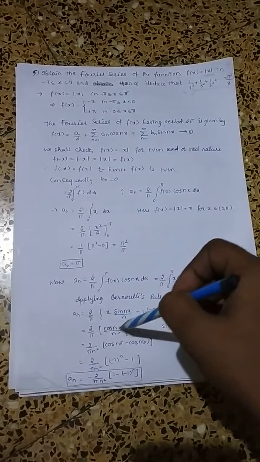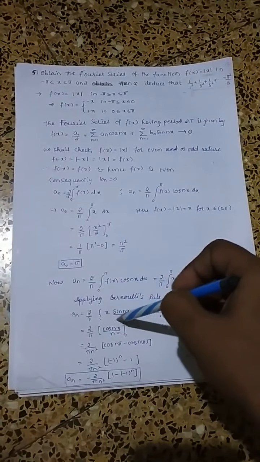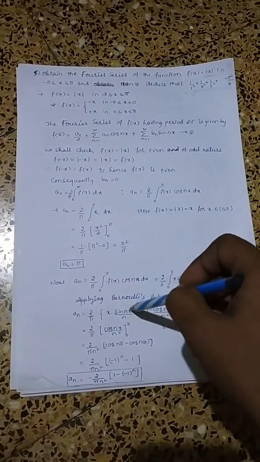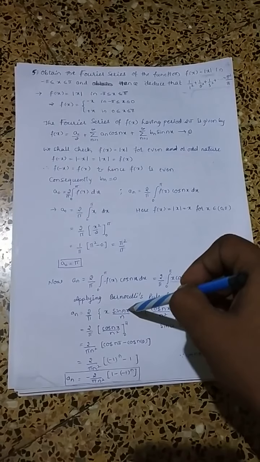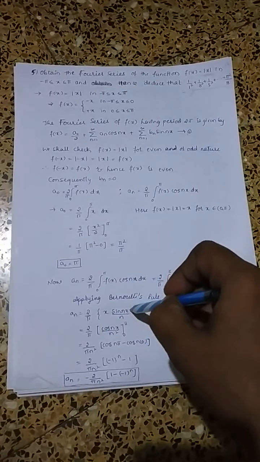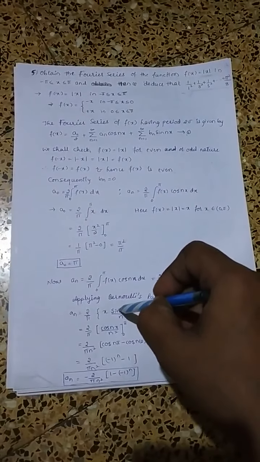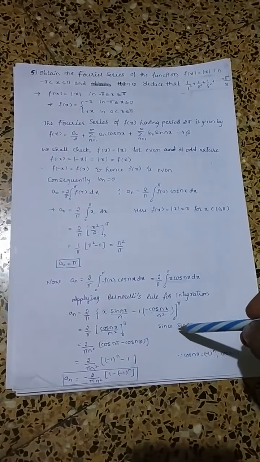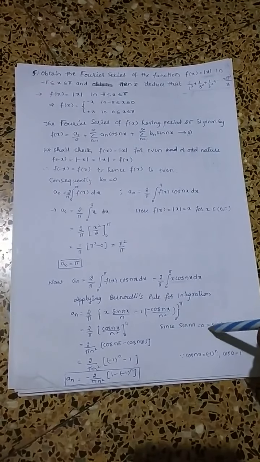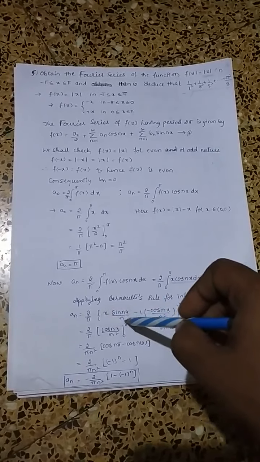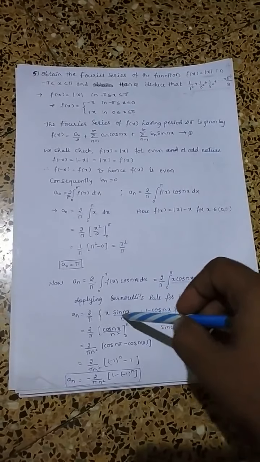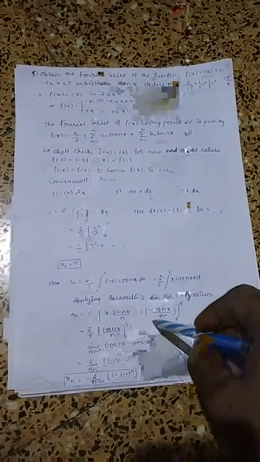Next, 2 by pi into bracket, here you can see sin nx by n. If you substitute x equals to pi here, that is sin n pi. If you substitute x equals to 0, sin 0. Since sin n pi and sin 0 are 0, the whole first term becomes 0. We are left with only the second term.